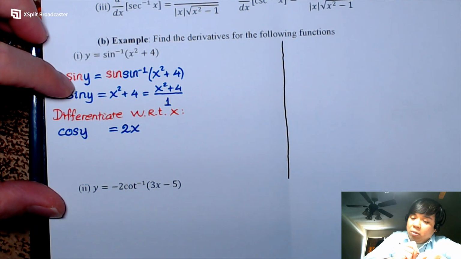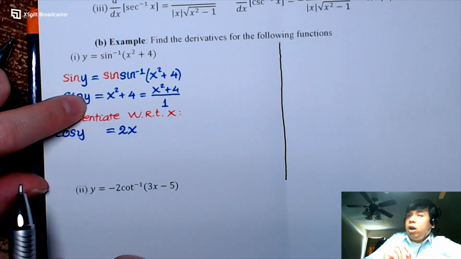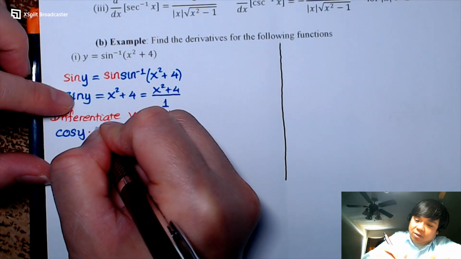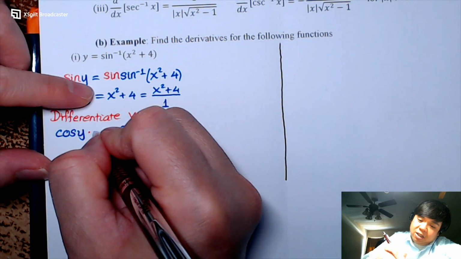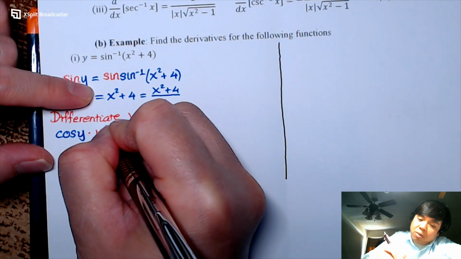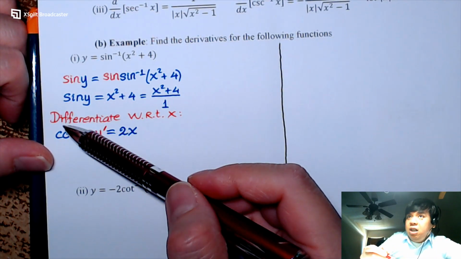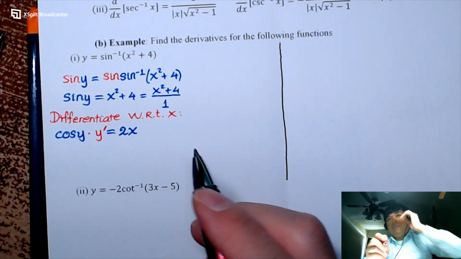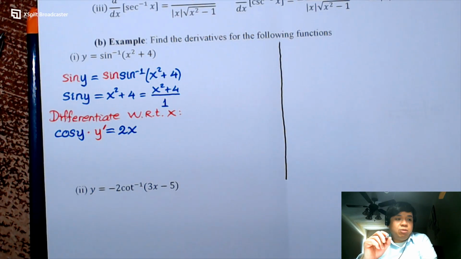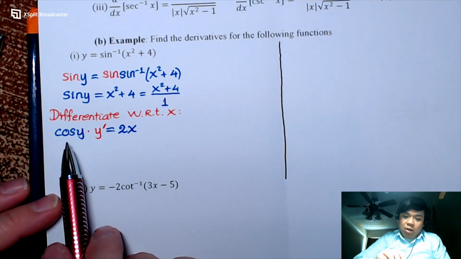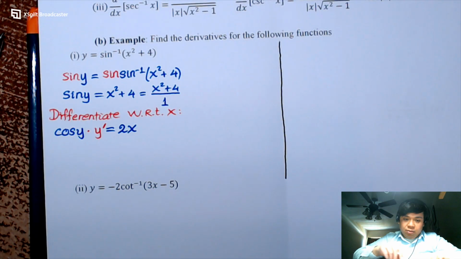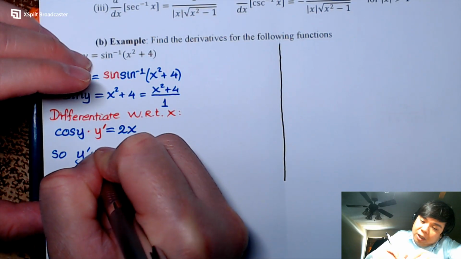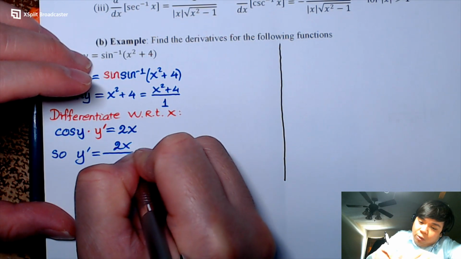Now, remember we take the derivative with respect to x. Here's y, and we assume that y is a function of x, so it's not like that. We have to have y prime, or dy by dx. The derivative is just going to be the derivative in terms of y and then y prime. That's the chain rule. Because y is a function of x, we're going to have that. And now we can divide by cosine on both sides. So y prime is equal to 2x over cosine of y.